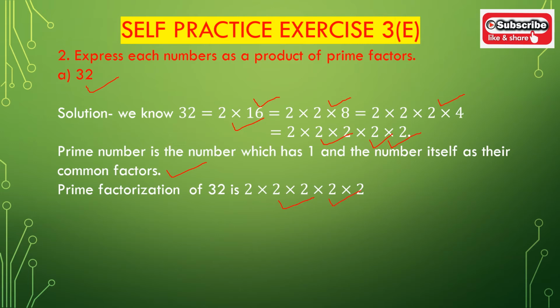4 multiplied with 2 is 8. 8 multiplied with 2 is 16. 16 multiplied with 2 is 32. So this is the product of prime factors of 32.